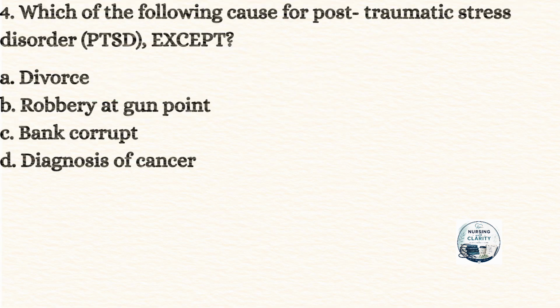Question number 4. Which of the following cause for post-traumatic stress disorder except A. Divorce, B. Robbery at gunpoint, C. Bank corruption, D. Diagnosis of cancer? Answer is bank corruption. Bank corruption is generally not a direct traumatic event. It is not threatening life or physical safety. It may cause financial stress but does not fit typical post-traumatic stress disorder triggers.